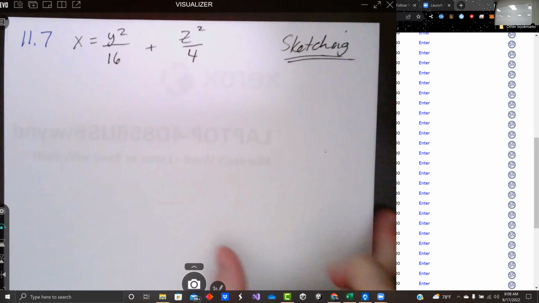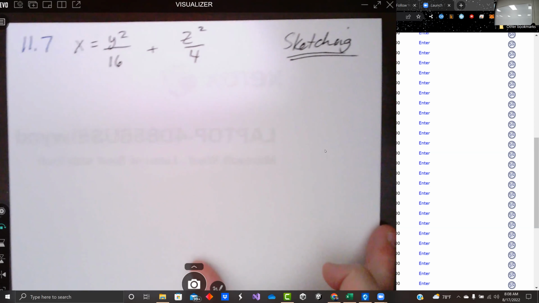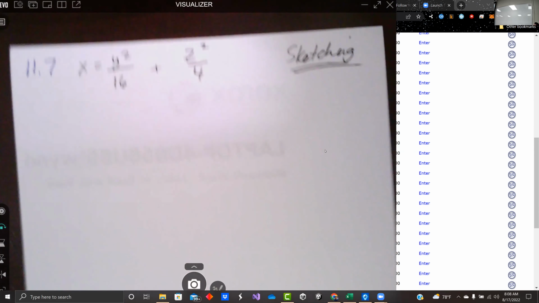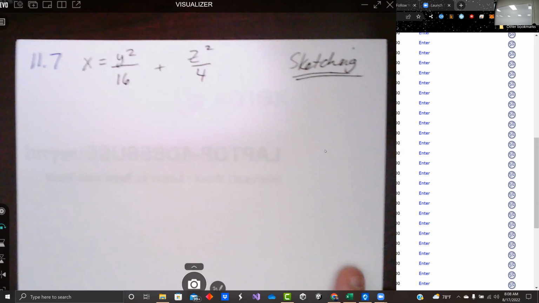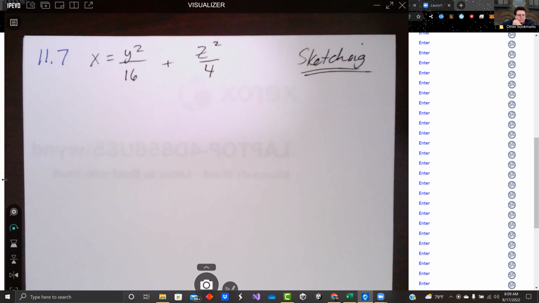So, there we go. That looks a little blurry. Let me see if I can clear it up some. Where's the autofocus?